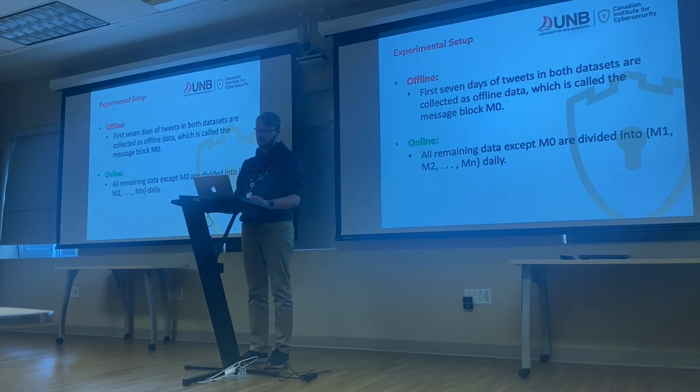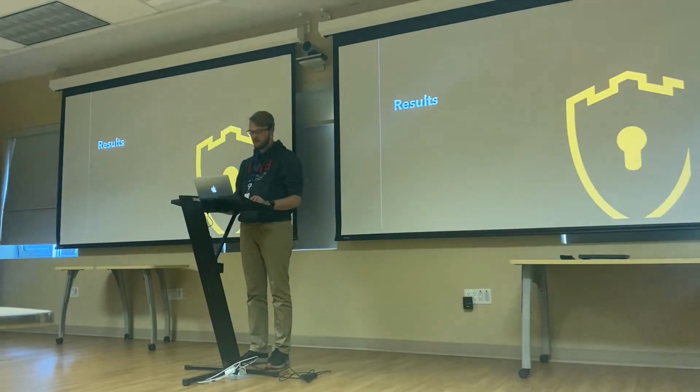They also consider two different settings. They consider the offline setting. So the first 7 days of tweets in both data sets are reserved and collected as offline data, which is called the message block M0. And then all remaining data except M0 are divided into M1 and M2 respectively, with some windowing size. So getting into the results.